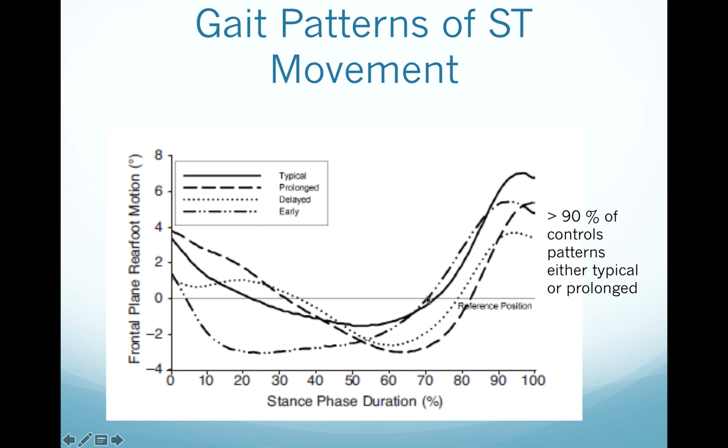We can see eversion is negative here and then inversion is positive here. Essentially, these are the variety of patterns that we see, and all of the patterns show this kind of inversion in late stance, suggesting that it's necessary to use this mechanism to lock the midtarsal joint for push-off. And then we see some variability that's normal in terms of how much eversion occurs earlier in stance. And this pattern here kind of stands out as this early eversion pattern or early pronating pattern in these individuals.